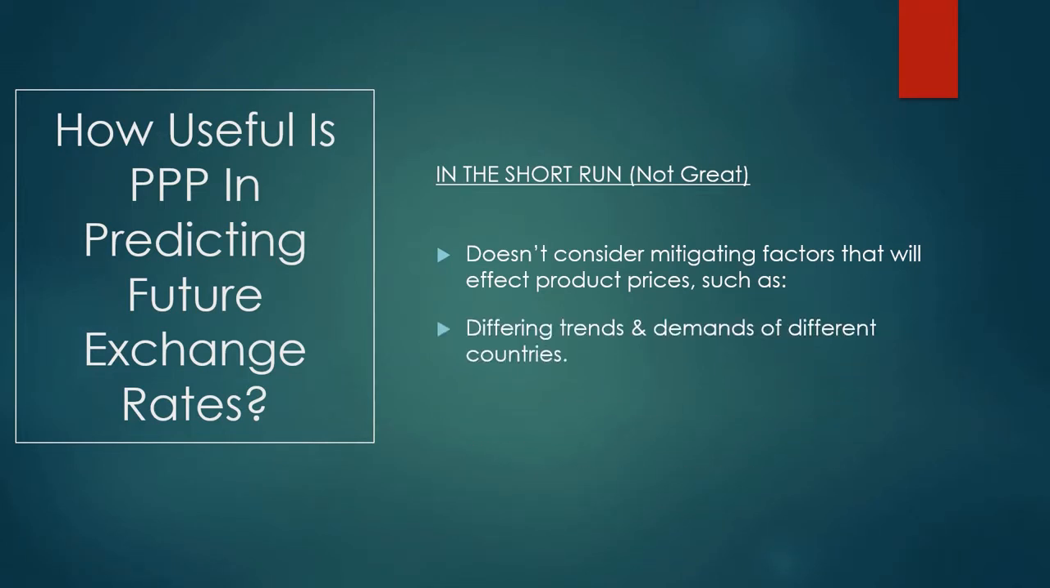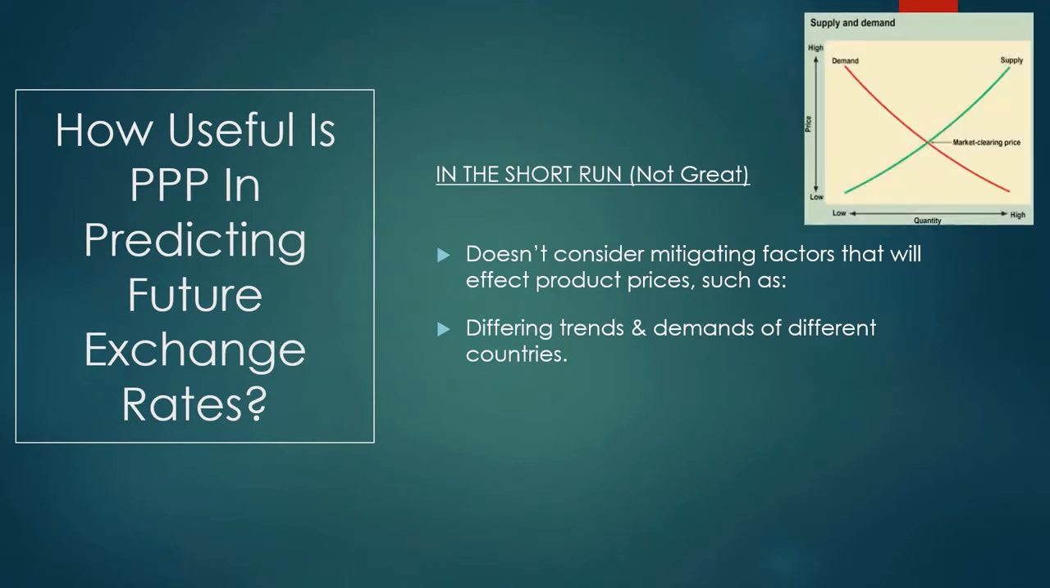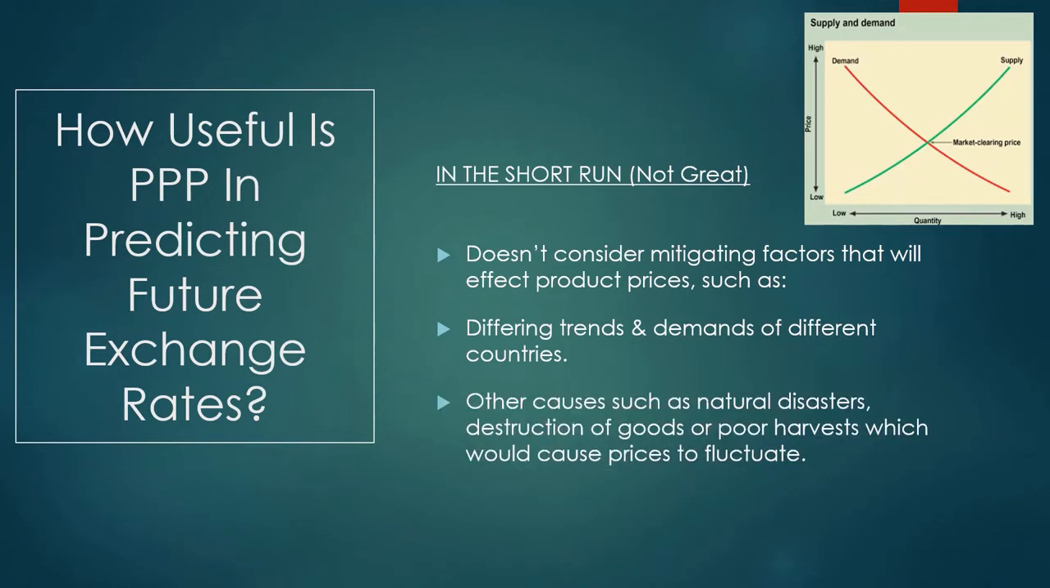The biggest one is supply and demand of different countries. Supply and demand kind of meet in the middle for market value. PPP doesn't consider that, it takes it at face value. Other causes such as natural disasters and destruction of goods, or even poor harvests, would result in a price difference between the countries depending on what's happened.